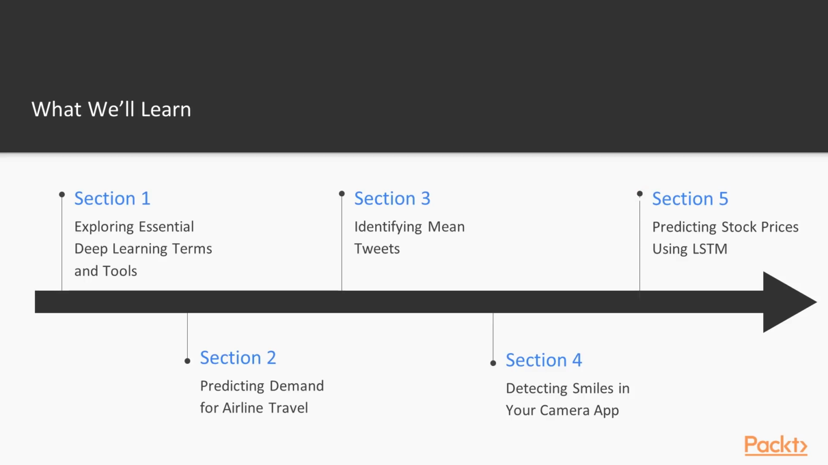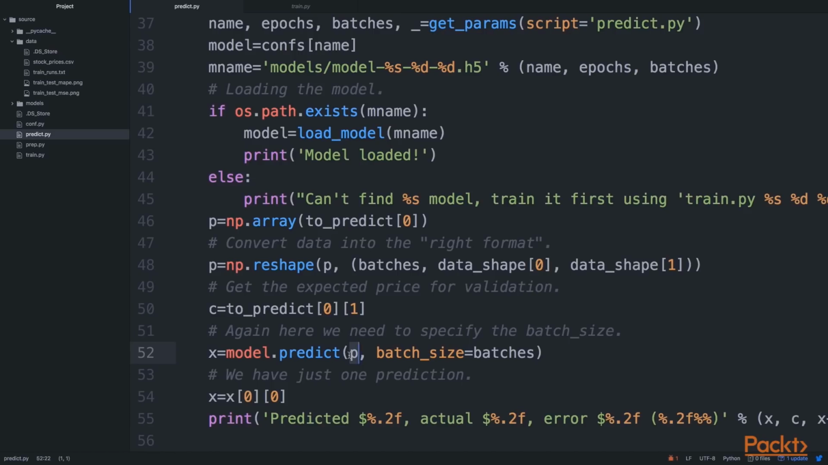And then in section 5, we end with a really challenging problem, which is predicting stock prices using long short-term memory networks. This is challenging for various reasons, and in this section we'll explore all of that and how we can solve those problems to actually get some results.